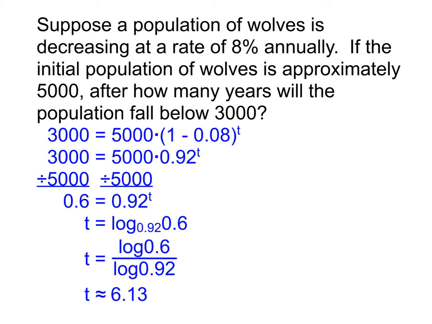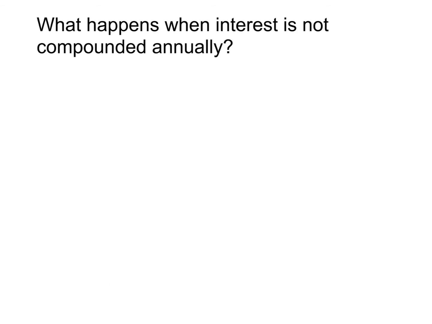So now that we practiced our little bit of review here, dealing with stuff that we've done before, the next question is, what happens if we're not compounding our interest annually? Because all the stuff we've been doing before, the interest is compounded once a year. Like in that wolf problem, the same thing. It was compounding annually. Well, there is a variation that we can make.